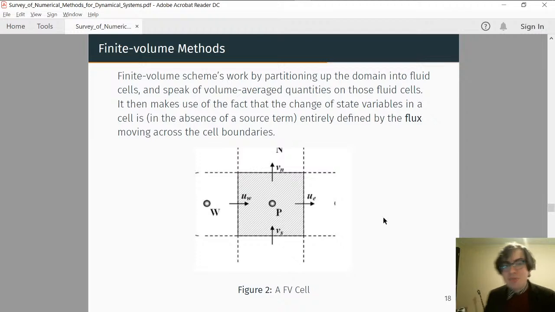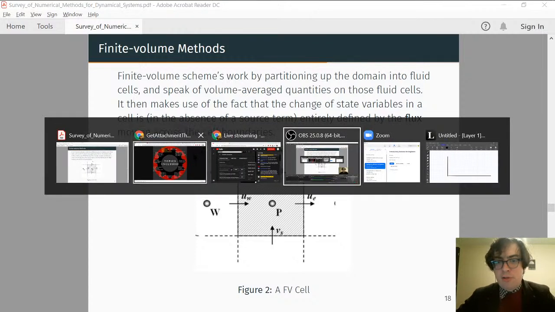And the finite volume scheme works by partitioning the domain into little blocks. Right? Little parcels, little cells, little countries even, if you like. And we talk about the behavior of that little block as a fixed quantity. Then it makes use of the fact that the change in the state variables in that little block is, in the absence of a source term, going to be entirely defined by the flux moving across the cell boundaries. Right? And so this is what I worked on in grad school for the most part.